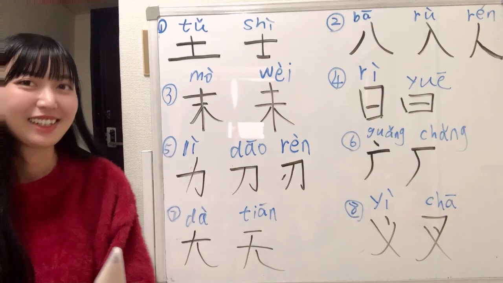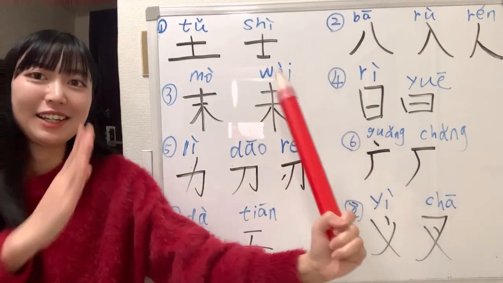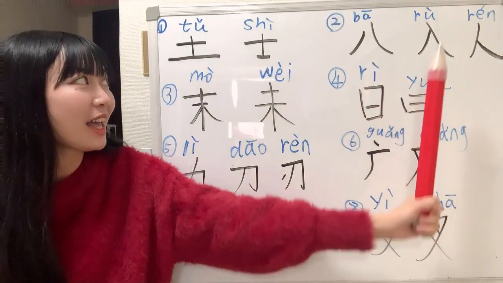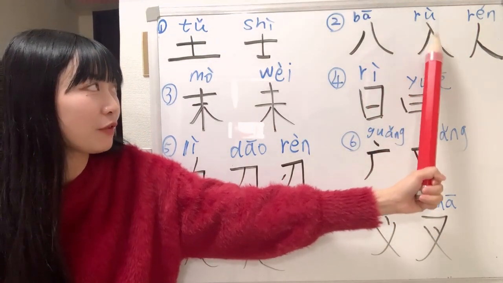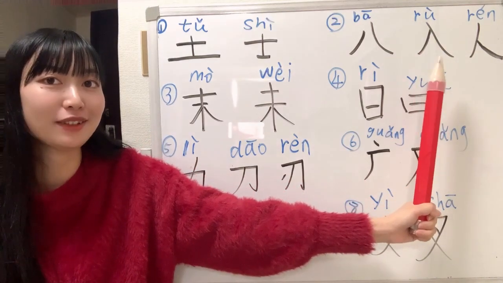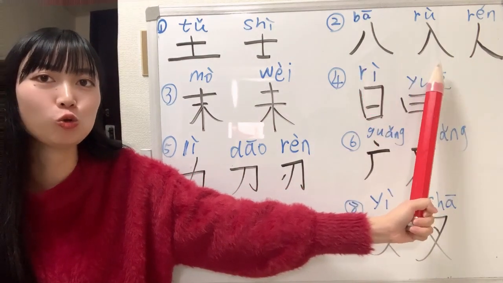Let's read these 3 characters one more time. Written separately, it's 八. The right falling stroke is longer and on the top, it's 入, enter. And its opposite is 人. 八入人.